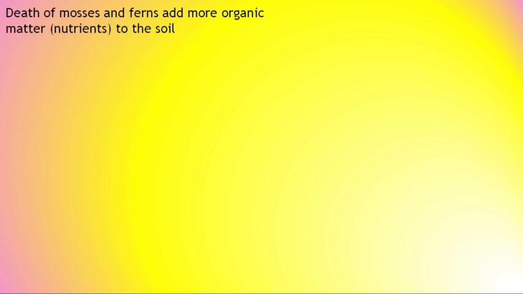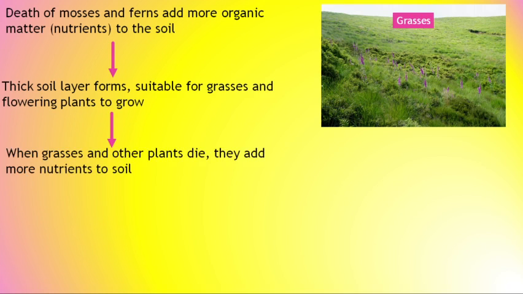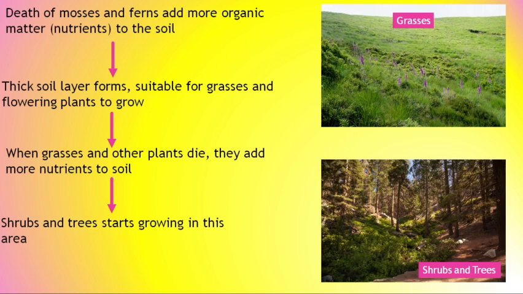Now there will be death of mosses and ferns, which will add more organic matter, which is actually nutrients, to the soil, and because of that a thick soil layer will form on the rock surface. This thick soil layer is suitable for grasses and flowering plants to grow. So we can see through this picture that now mosses and ferns will be replaced by green grasses. Now there will be death of green grasses and other plants, and it will add more nutrients to the soil, and that will be suitable for the growth of shrubs and tall trees in this area.